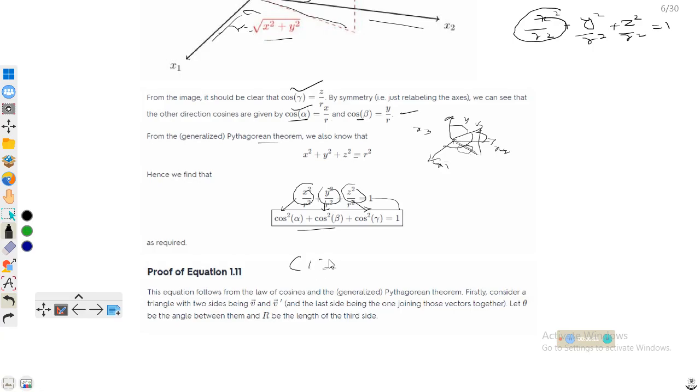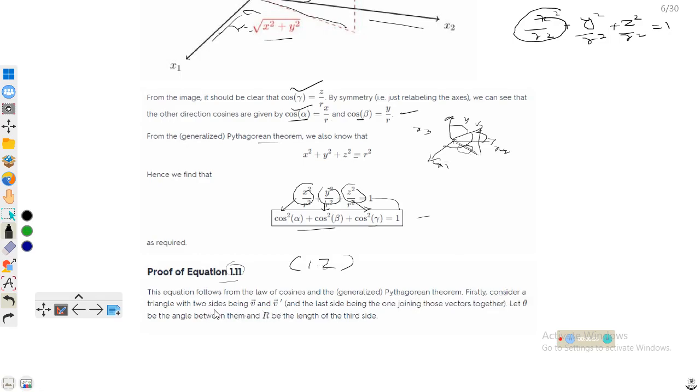In this lecture, we will discuss the solutions for problem 1.2 of the Marion book. In the previous lecture, we discussed the solution of equation 1.10, which was cos square alpha plus cos square beta plus cos square gamma is equal to 1. In this one, we will derive the proof for equation number 1.11. This equation follows from the law of cosines and the generalized Pythagorean theorem.